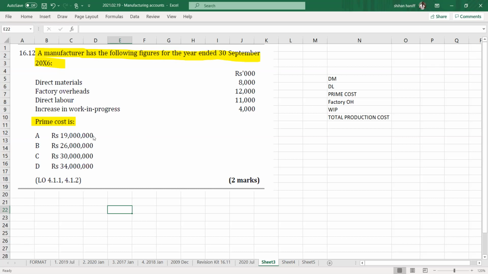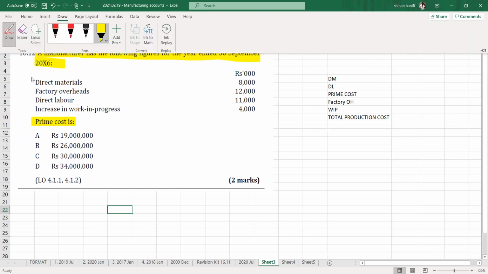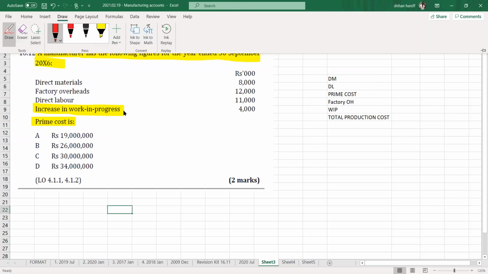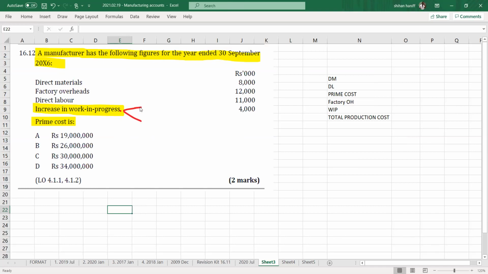So here there is a new thing that you are learning. Increase in work in progress. If the work in progress increases, what will happen to the cost? Right. So here they have not mentioned whether this work in progress is adjusted to prime cost or total overhead, total production cost.